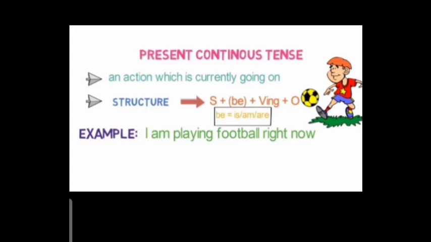The sentence structure of it is subject plus be plus verb's ing form plus object. The be verb here is am, is or are. We select it depending on the first person, second person and third person. Example, I am playing football right now. Here my action of playing football is still going on and has not yet completed.